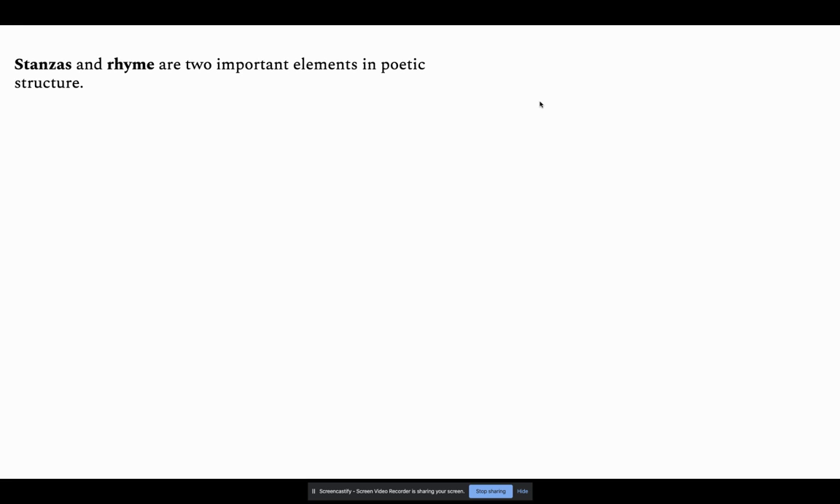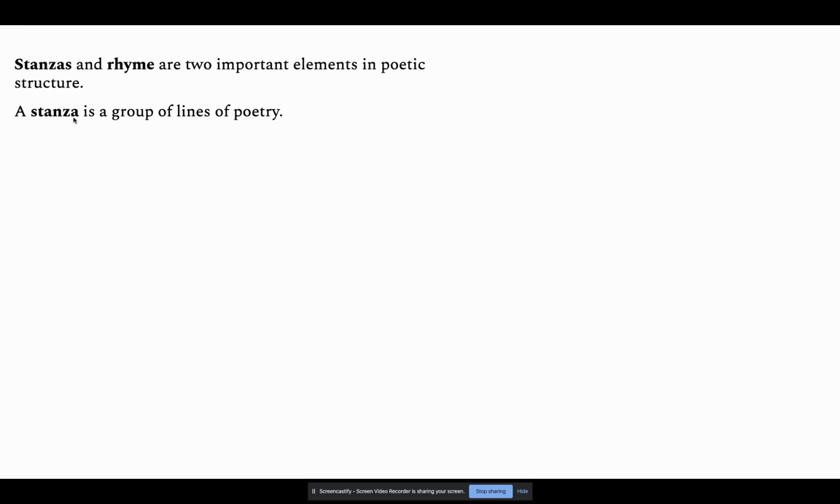So, first of all, when we're talking about poetry, two important elements of poetry are stanzas and rhymes. This is how they're built, just like building a house or building anything. You have to have some type of structure, and poems are built by stanzas and rhymes. I'm sure you've heard those two words, obviously.